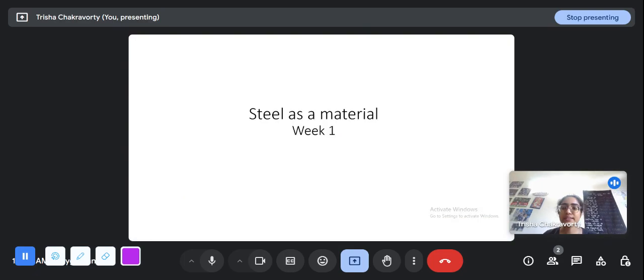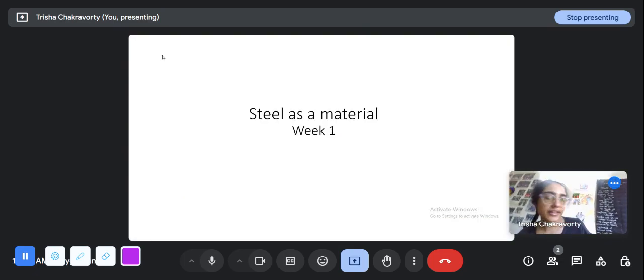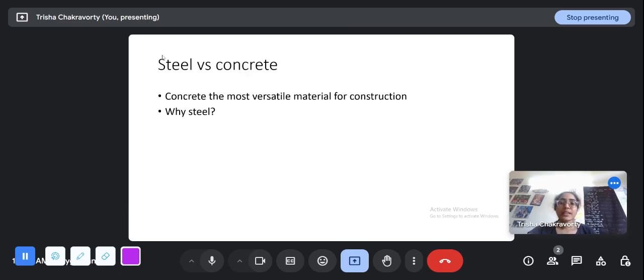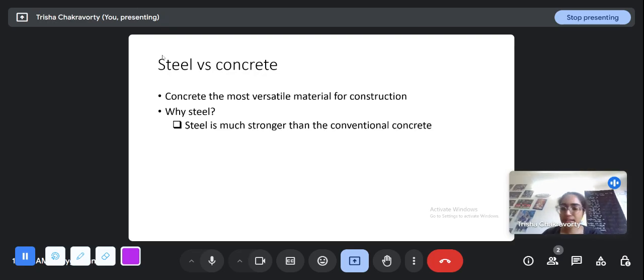I will go week wise, recapping. Steel as a material, we covered the material properties in week one. Steel versus concrete. Concrete is the most versatile material for construction. Why do we use steel? Steel is a much stronger material than conventional concrete.